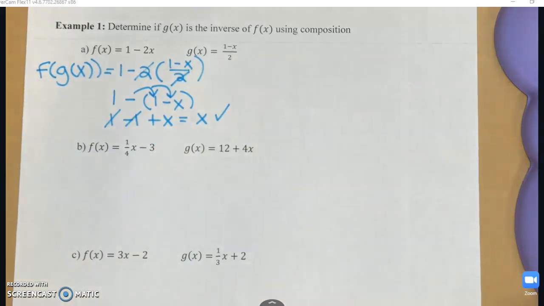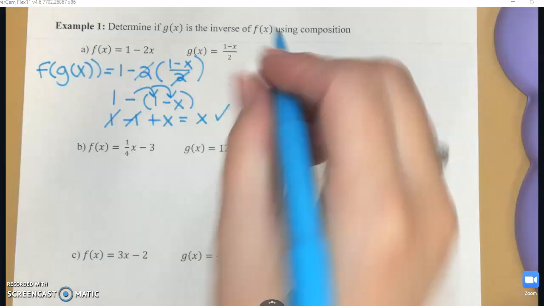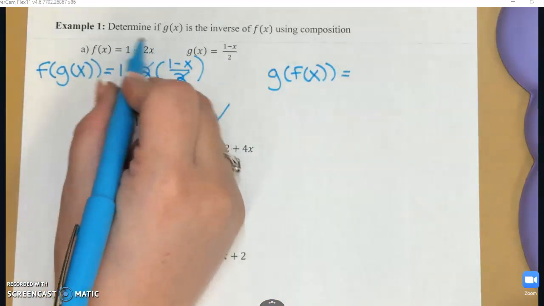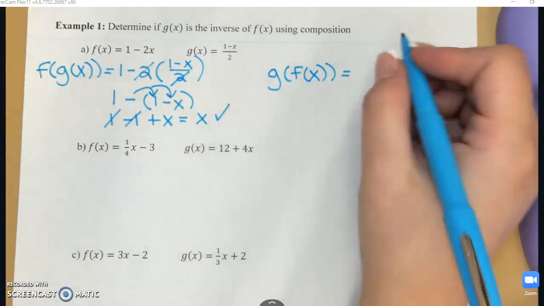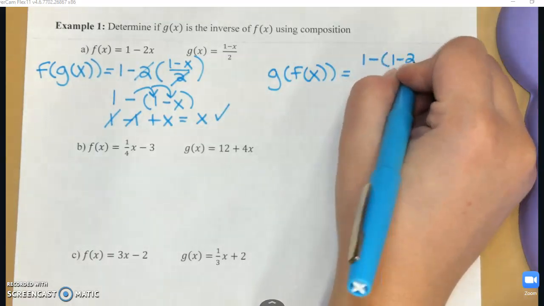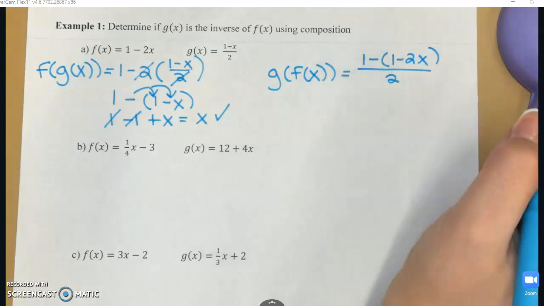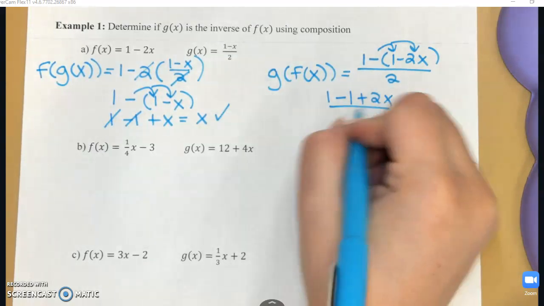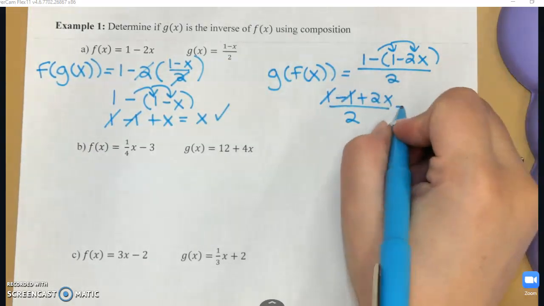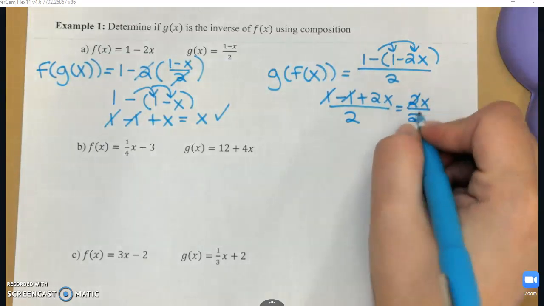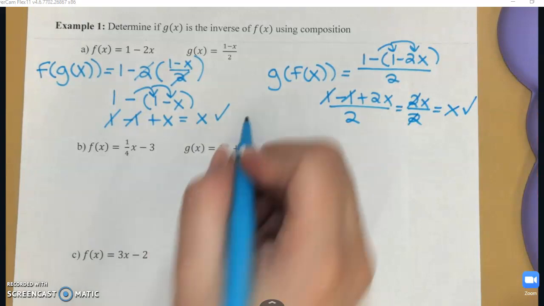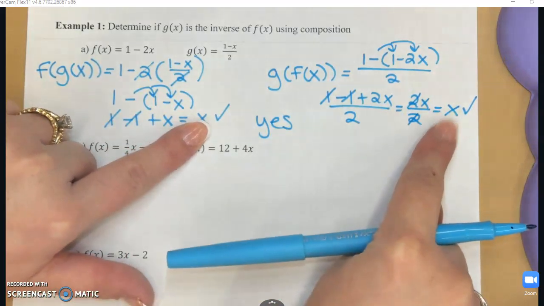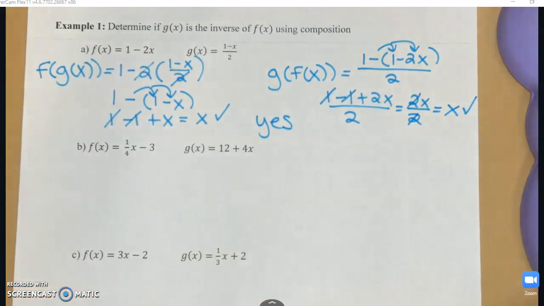The first time I did the composition, it works, but we have to check it the other way as well. This time, I'm going to take g of f, and I'm going to plug my entire function f into g. So 1 minus 2x over 2. I need to distribute that negative in the top: 1 minus 1 plus 2x, divided by 2. 1 and -1 add to 0, so I'm left with 2x divided by 2, which is x. So yes, they are inverses because when I did composition both ways, my end result was just x by itself. If you get anything else, they are not inverses.